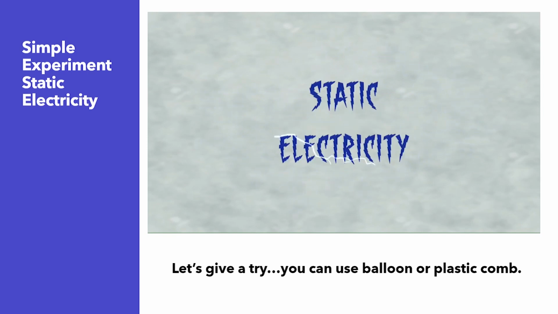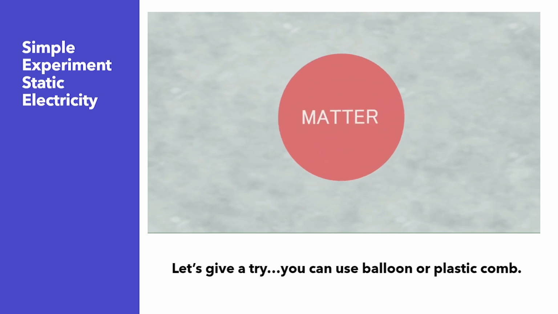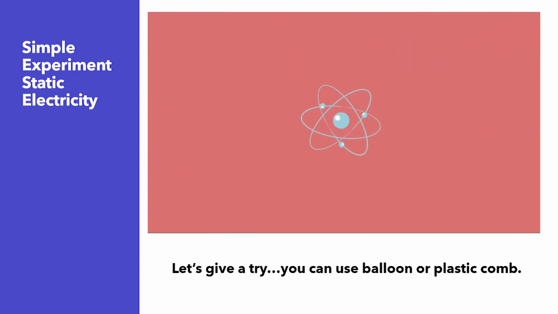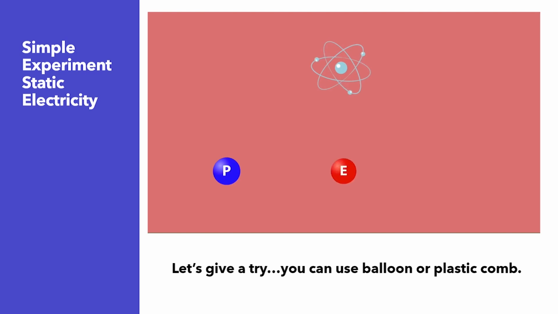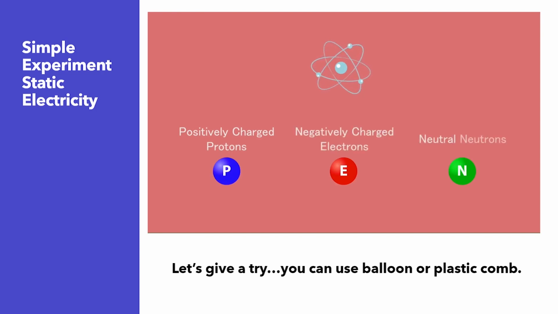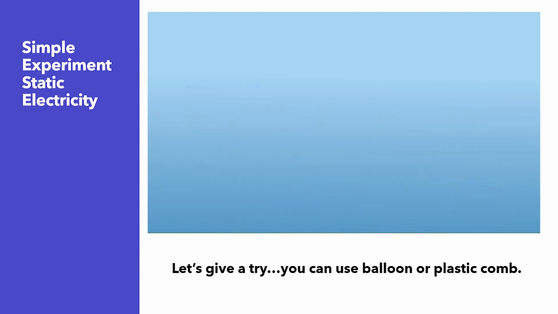It's static electricity. Before understanding static electricity, we first need to understand the basics of matter. All matter is made up of atoms. Inside an atom are protons, electrons, and neutrons. The protons are positively charged, the electrons are negatively charged, and the neutrons are neutral. Therefore, all things are made up of charges. Opposite charges attract each other and same charges repel each other.